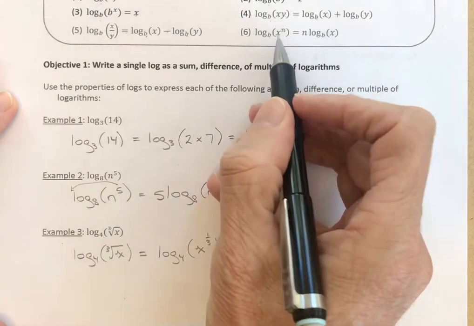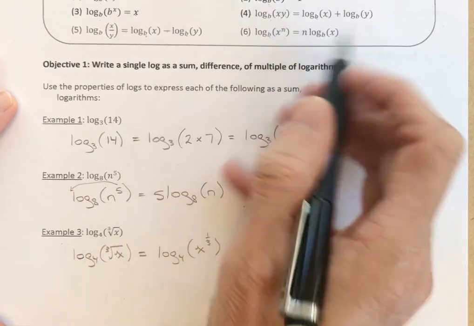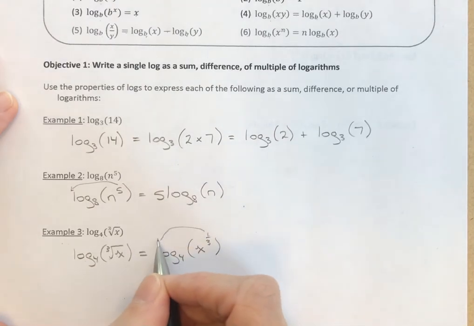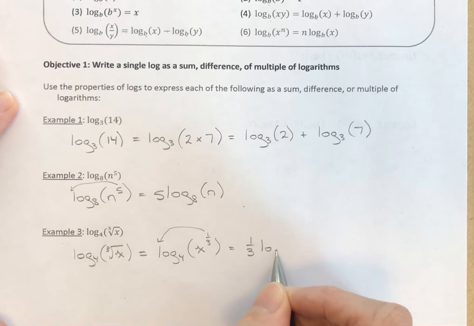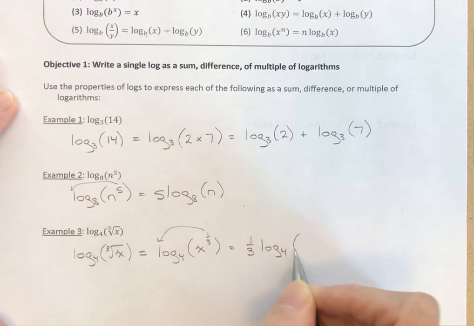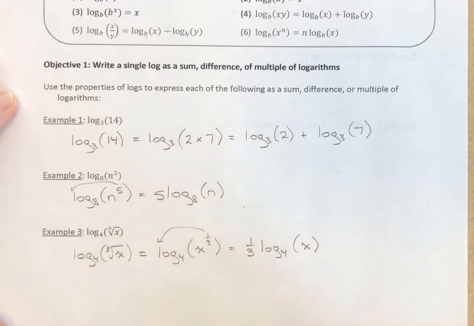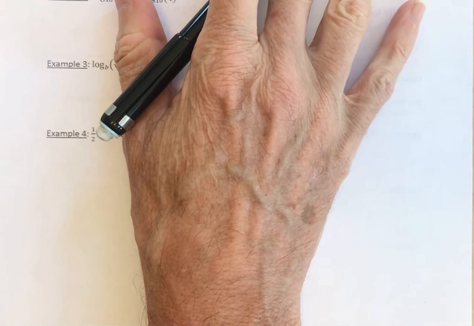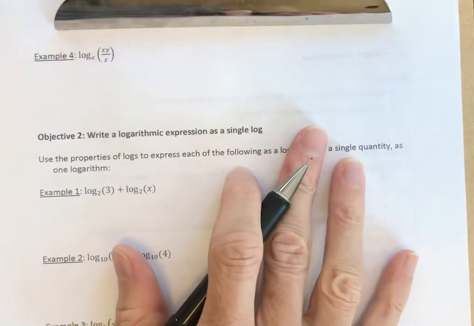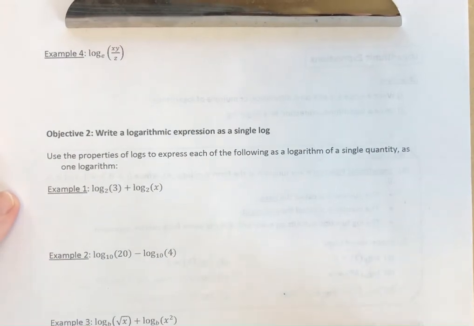And now we're back to property 6. We can write it as a multiple. This can come in front, and we have 1/3 times the log base 4 of x. Okay, let's do one more example. And obviously I've lost my properties, but I can refer to them because I know them pretty well.